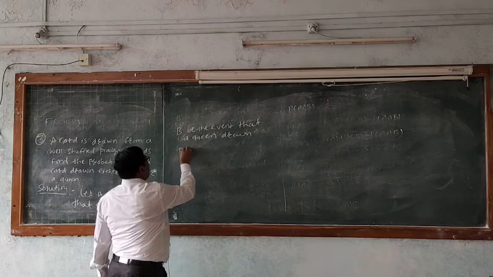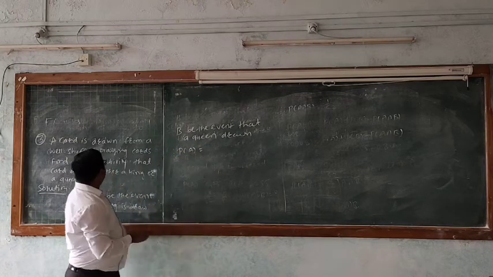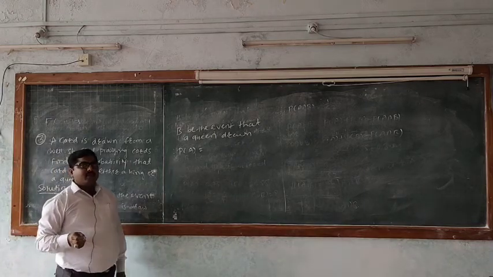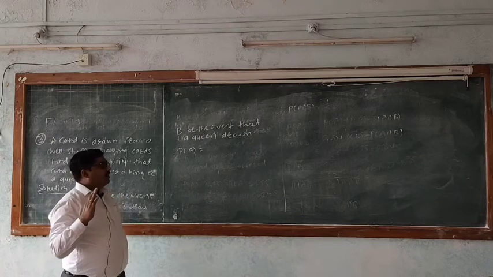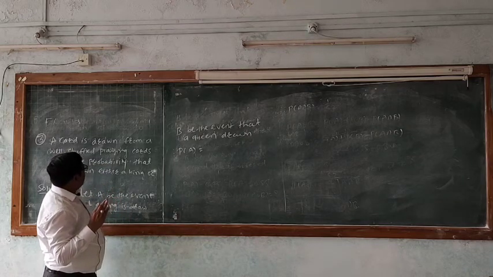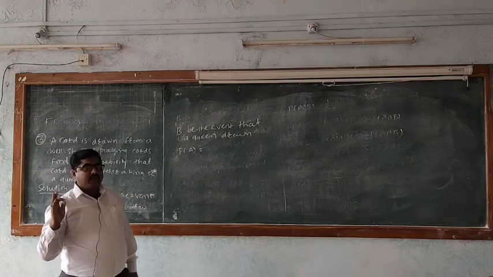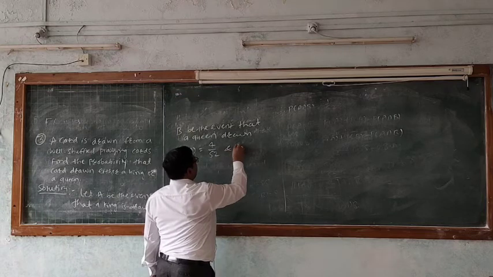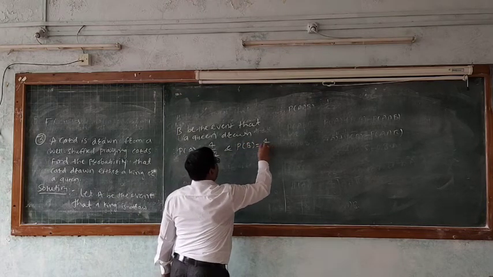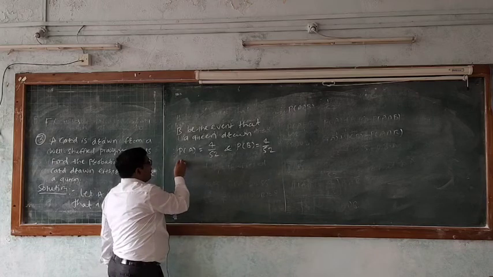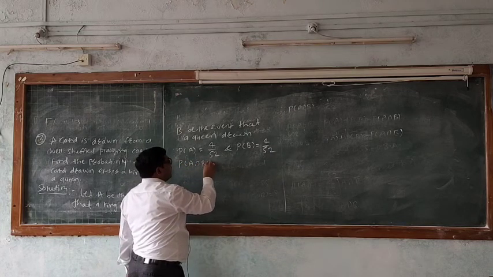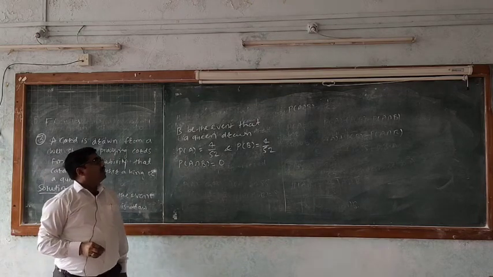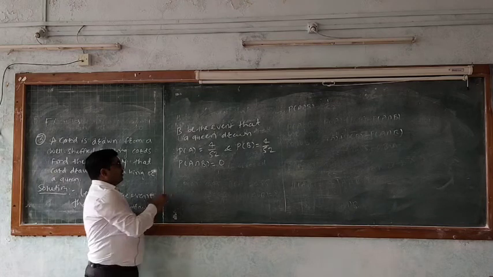So, therefore, P of A is, there are 4 king cards and 4 queen cards, right? So, P of A equal to 4 by 52 and P of B equal to 4 by 52. And probability of A intersection B is 0. Right, there is no common element between the queen and king, right?